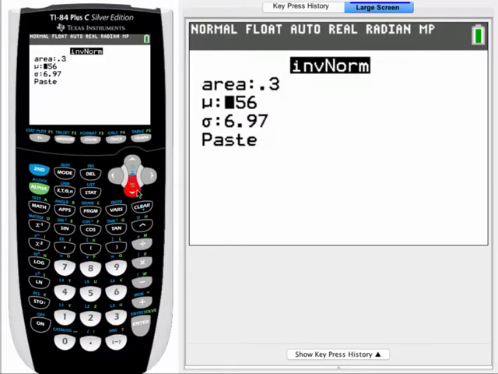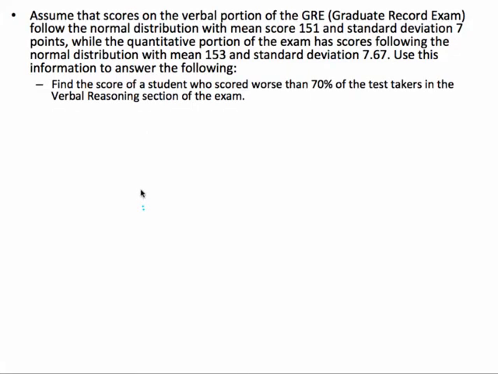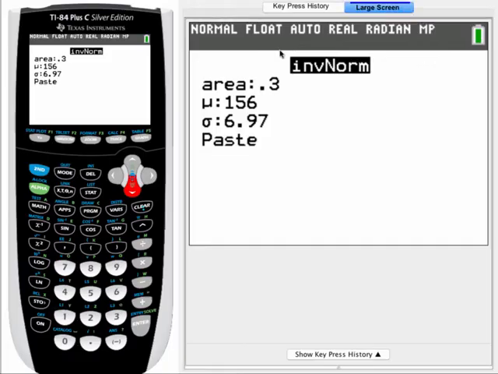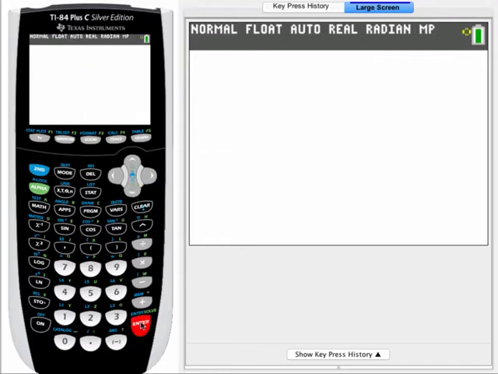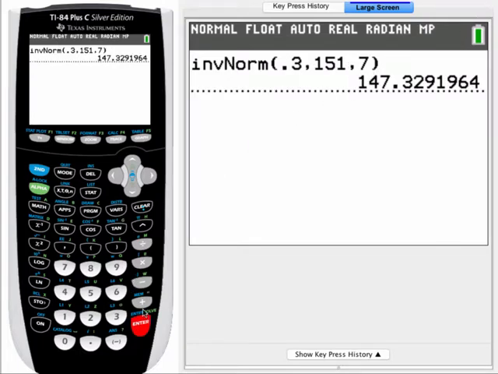Let's remind ourselves real quick what the standard deviation and the mean were. They're 151 and 7. Be sure to get the right numbers in there, or it'll totally mess things up. So it's 151 and 7, and since I'm on the fancy calculator, we're going to go to paste. If you're on an old school one, you have to put the 0.3, the 151, and the 7 into the command after it enters the home screen. And enter, and that person scored 147.33.